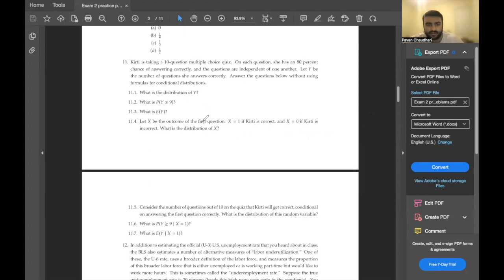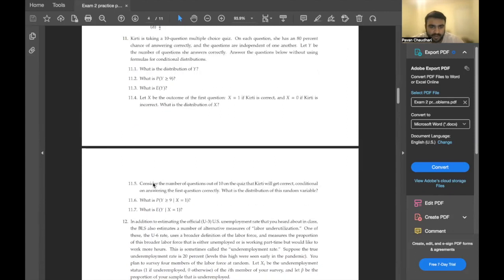Okay. Let X be the outcome on the first question. So not 10 questions anymore, but just the first question. So this distribution is now a Bernoulli because it's the same as before, right? Each of them has a yes or no, but now there's only one trial. There's not 10 trials. So that's the definition of Bernoulli, right? And so we would say it's a Bernoulli with probability 0.8.